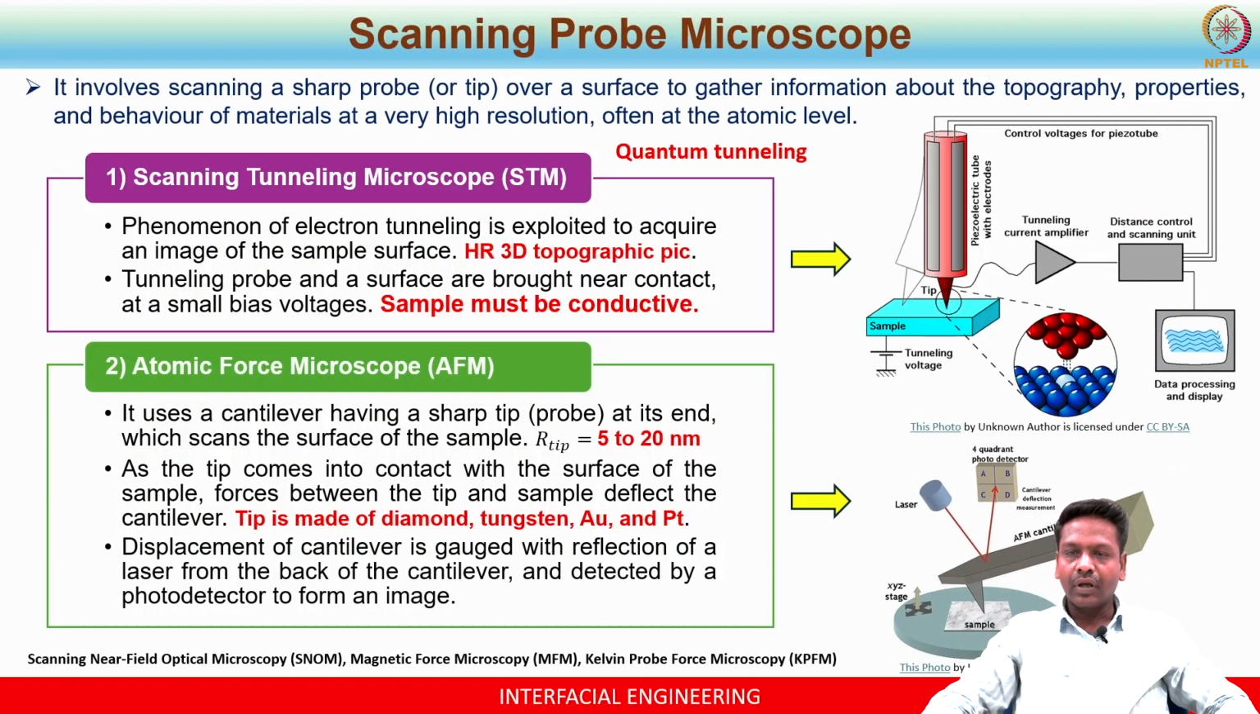Here we will look at the scanning probe microscope. Usually it involves scanning a sharp probe over a surface to gather information about the topography, properties and behavior of materials at very high resolution and at the atomic level. There are several types of probe microscope. Widely used are the scanning tunneling microscope and the atomic force microscope. Other probe microscopes used are listed over here.